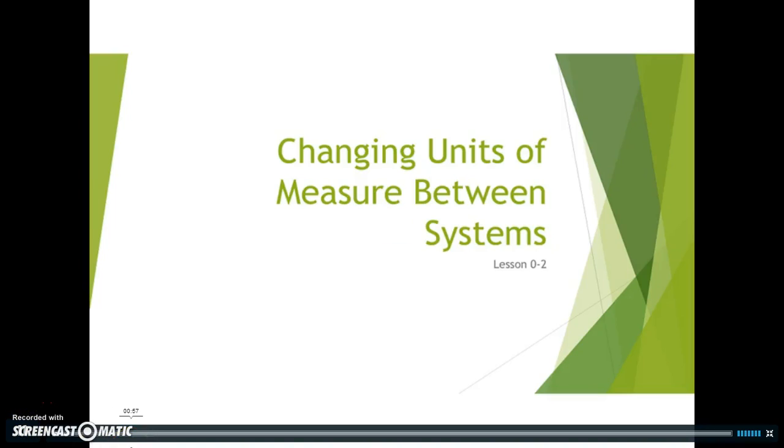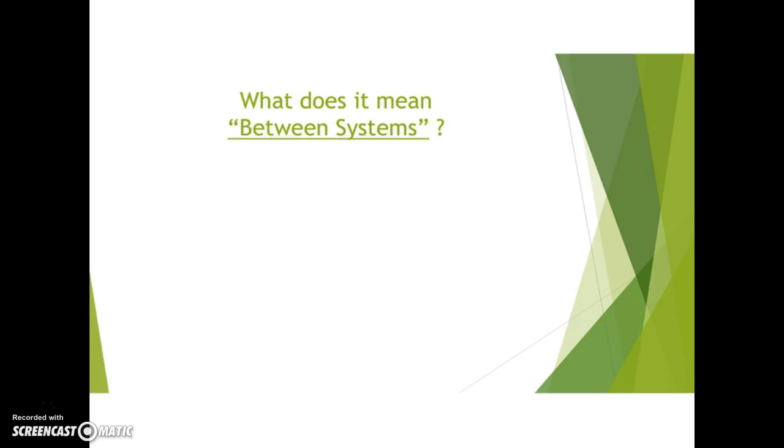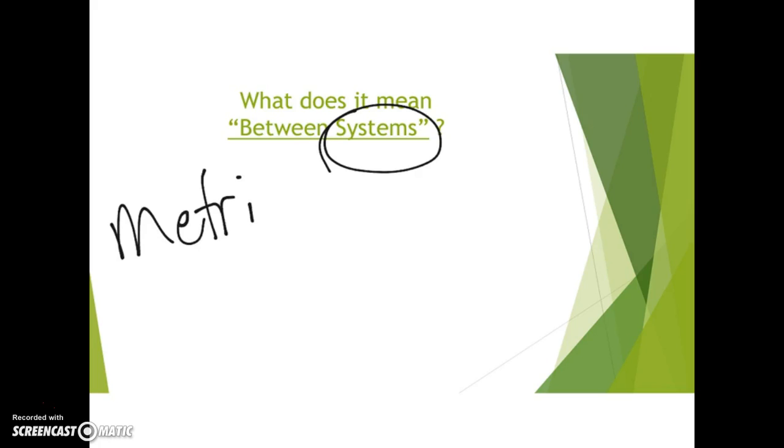Today we're going to be talking about changing units of measure between systems. The first question I usually get on this is, what do they mean between systems? Last section in our book, we talked about changing units of measure within systems. So the real key here is going to be, what in the world are they talking about systems? We actually have two systems we're going to be dealing with. We have the metric system, okay, and we have the customary system.